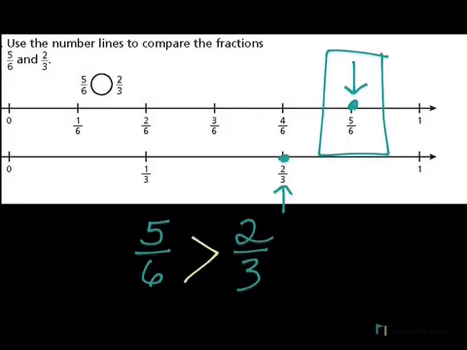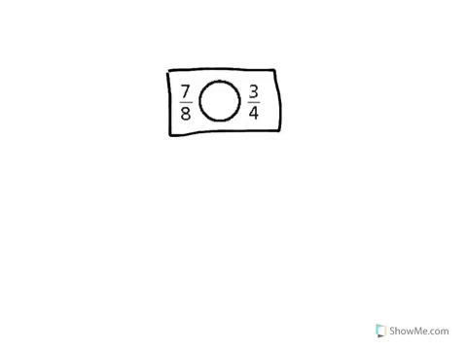So one way to do it is to use a number line. But number lines are time-consuming and they're not always precise. So there is a better way to do it. And that would be to use common denominators and make equivalent fractions. So let me show you what I'm talking about.